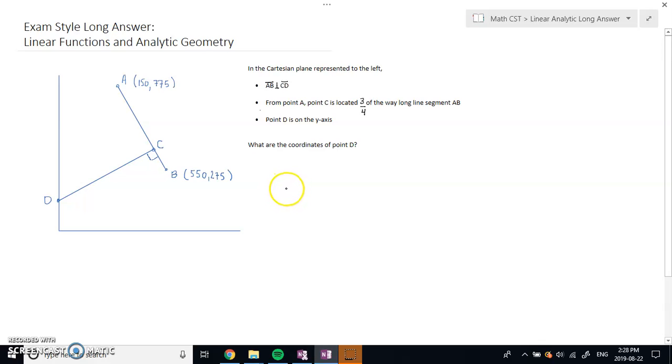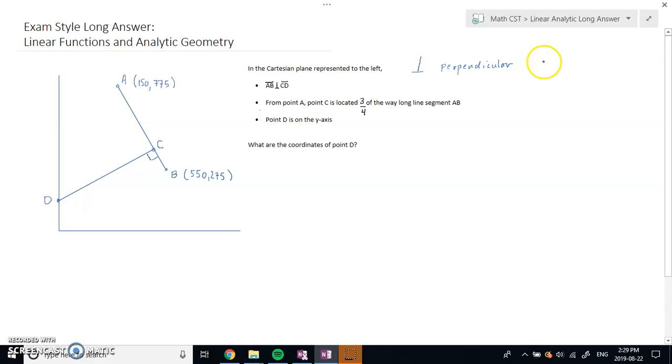Let's look at what's given in the question. First, we have two lines in the Cartesian plane. We have line AB and line CD. What's written up here is AB and then this interesting symbol that looks like an upside down T, and that means perpendicular. So AB is perpendicular to CD.